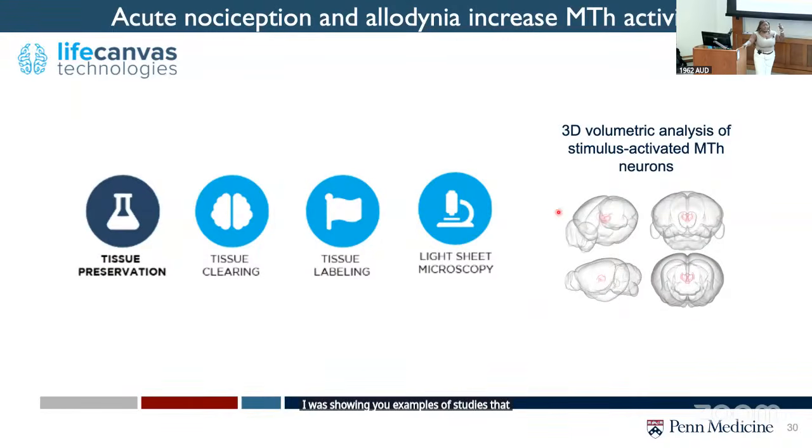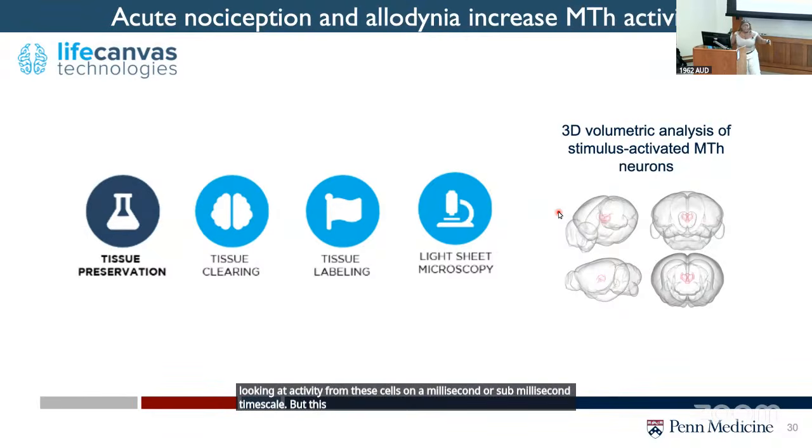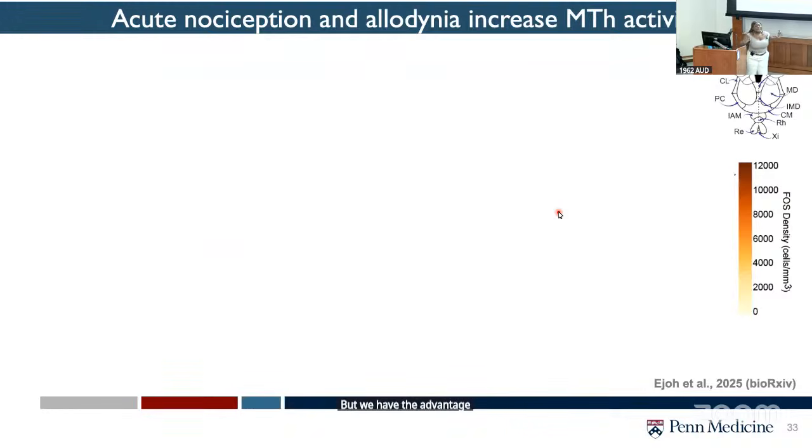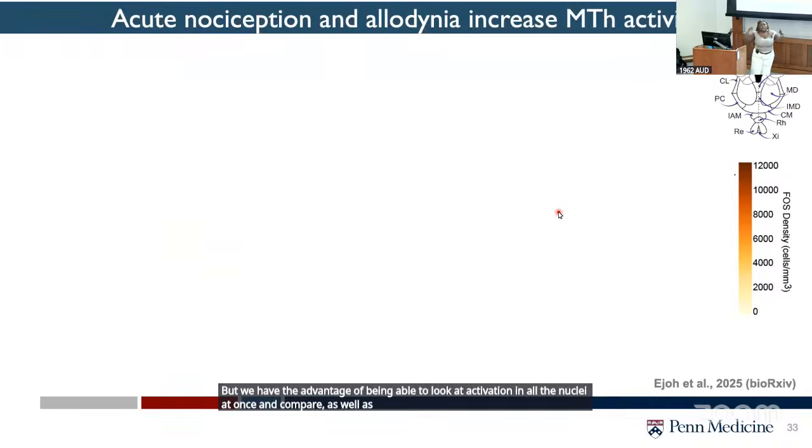In vivo or even in vitro, looking at activity from these cells on a millisecond or sub-millisecond timescale. But this is a much broader timescale, but we have the advantage of being able to look at activation in all the nuclei at once and compare, as well as looking at overlap between this TRAP and FOS to look at how different stimuli might affect the same cells.